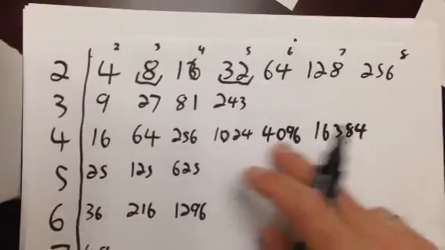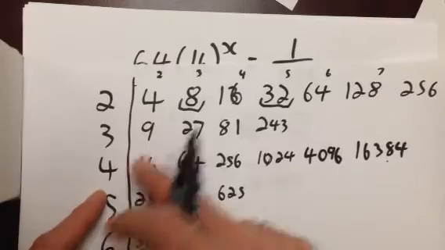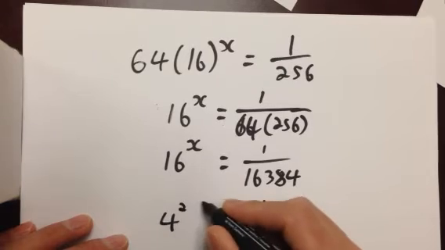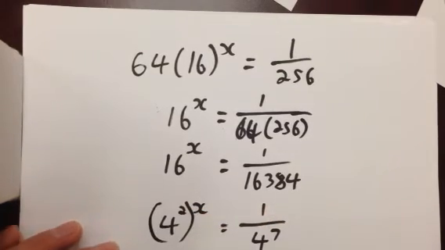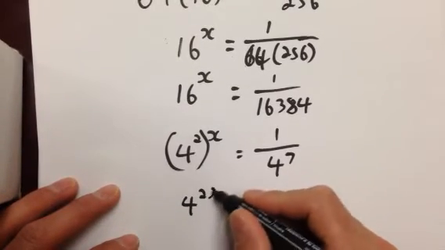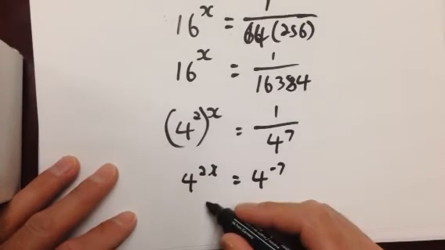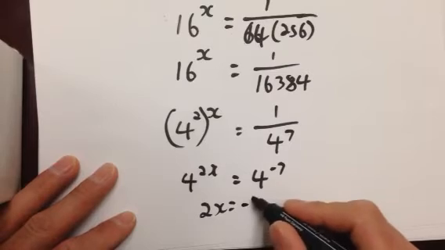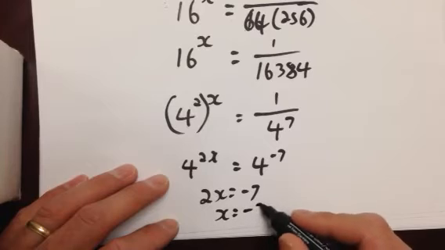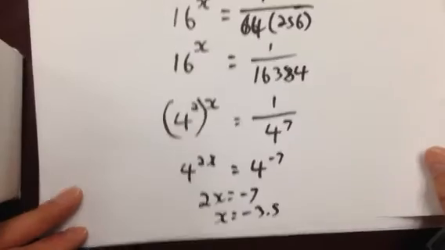The reason why I tried that list is I also already found 16 right here. 16 is 4 squared. So I'm going to replace 16 with 4 squared. And now I have 4 to the 2x is equal to 4 to the negative 7. This makes 2x equal to negative 7, and when we divide both sides by 2, you'll have x is negative 3.5, or negative 7 over 2 if you prefer to write it as a fraction.